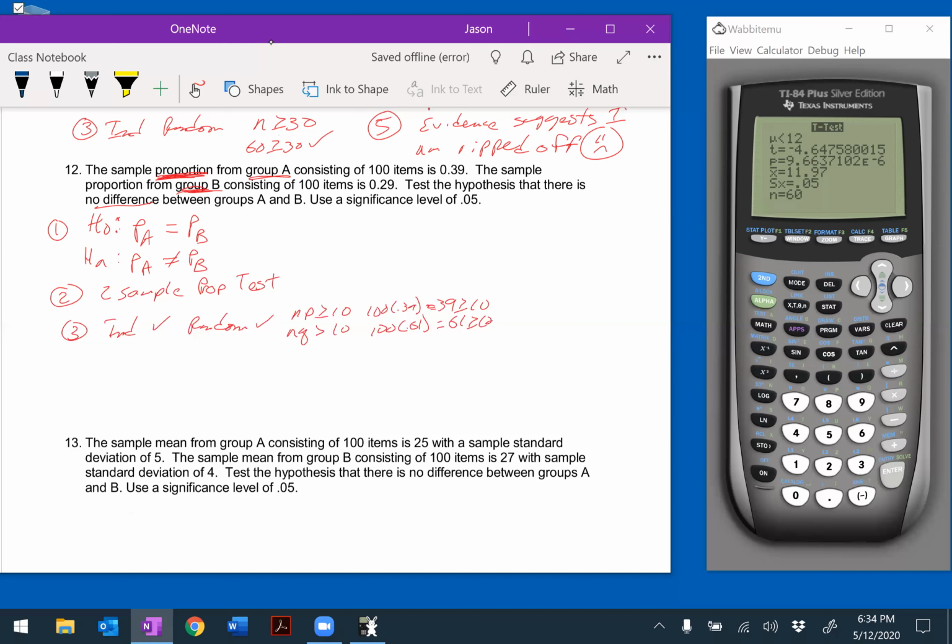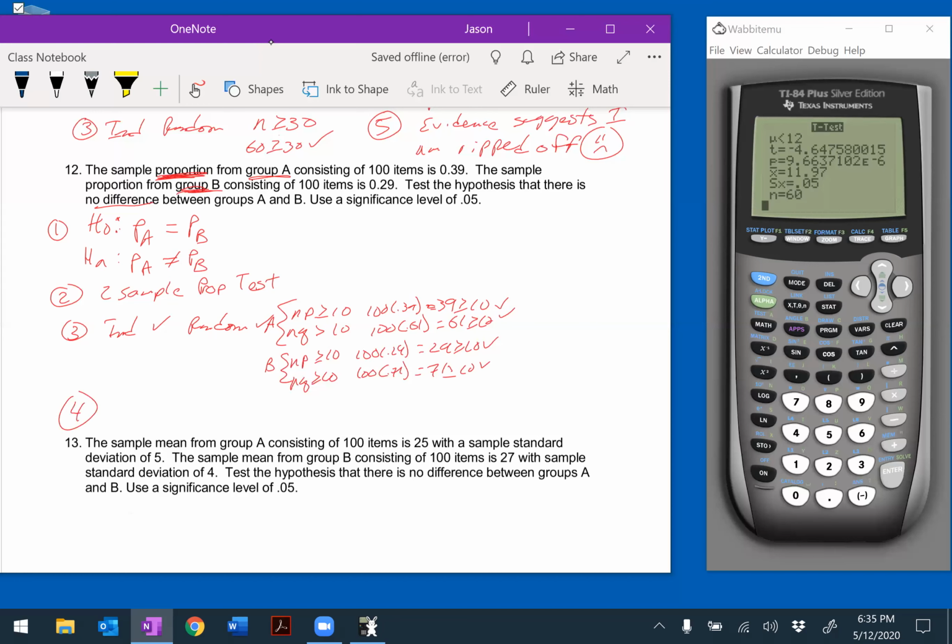What about for group B? Is n times p greater than or equal to 10? Well, that's 100 times 0.29, which is equal to 29. So that checks. And n times q is greater than or equal to 10: this is 100 times 0.71, which is 71, so they all check.